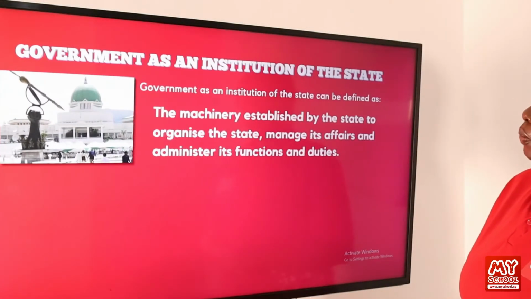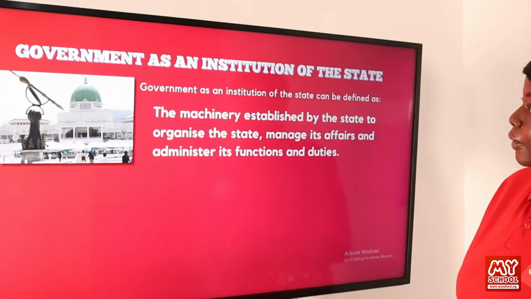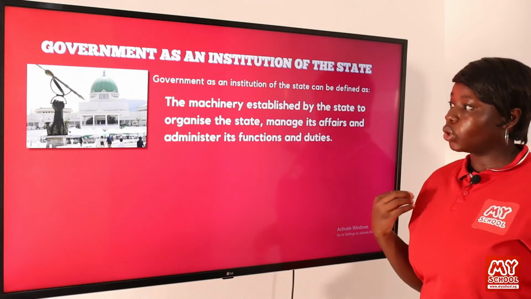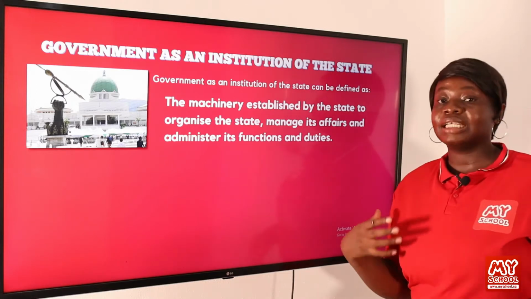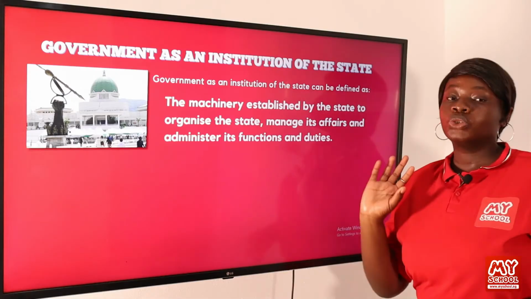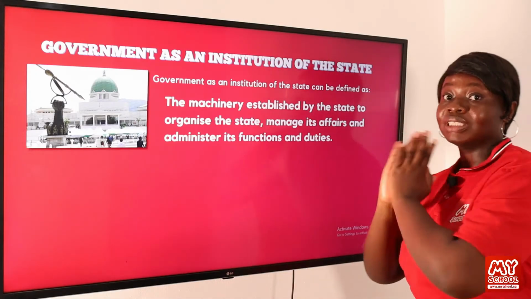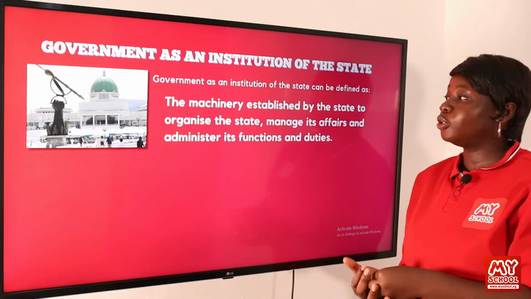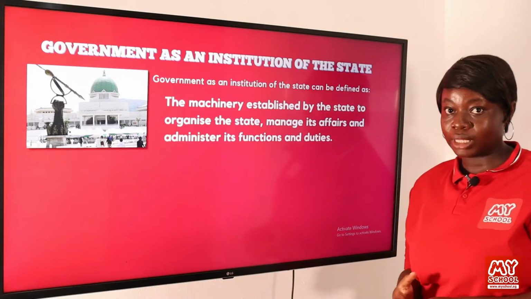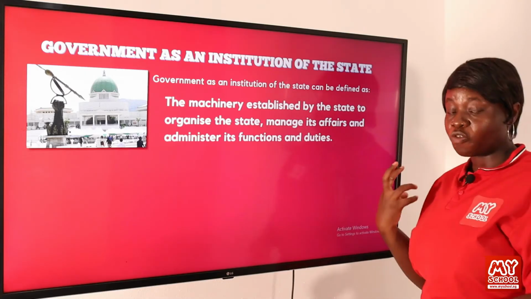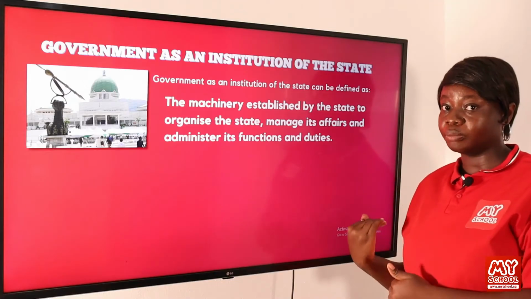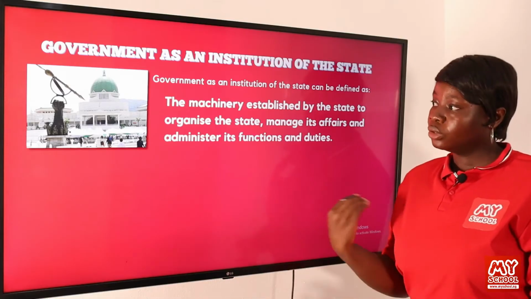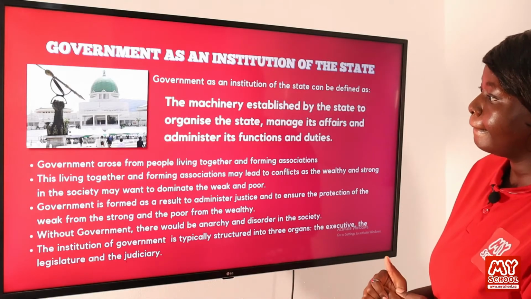All right, so let's begin with government as an institution of the state. Government as an institution of the state is defined as the machinery established by the state to organize the state, manage its affairs, and administer its functions and duties. This is the definition of government as an institution of the state. Here we're referring to government as a body of people who are responsible for managing the affairs of the state. It's different from government as an act or process of governing, because right now we're talking about the government as a body, as a machinery. So let's move on to the next slide.